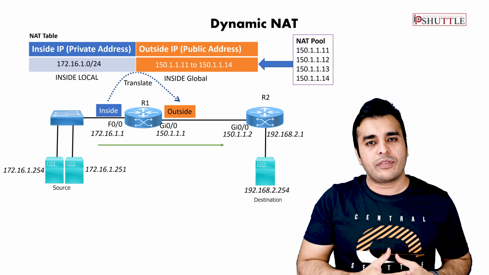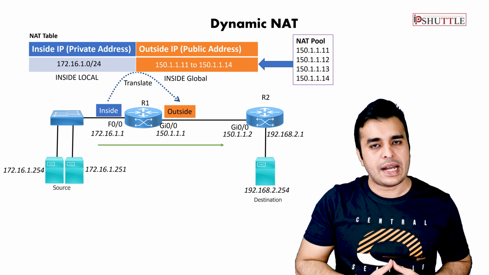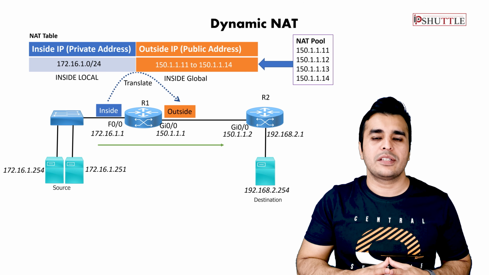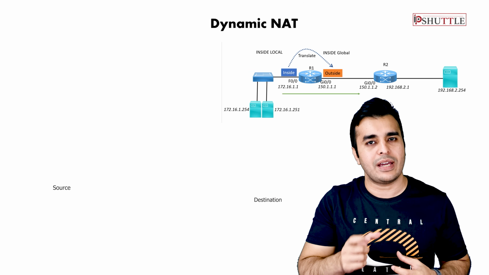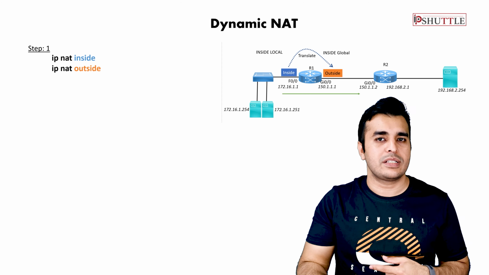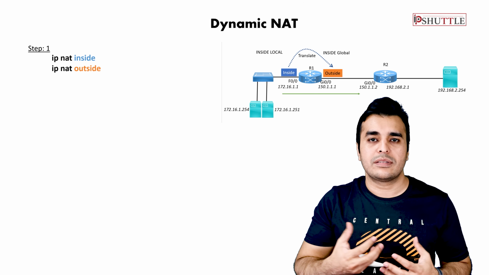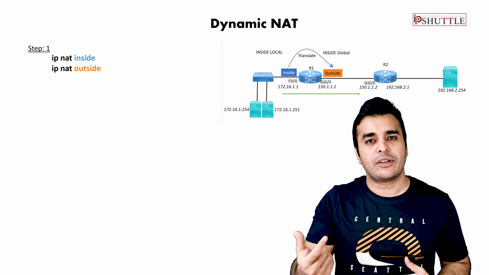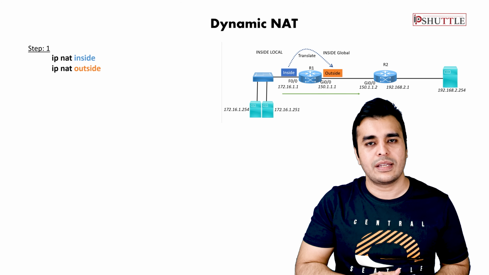What are the steps of configuring dynamic NAT? It's similar to static NAT. The difference is that here we are configuring a pool of IP addresses on the public side. In static we had one-to-one mapping. In this one step 1 stays as it is. We are just mentioning the inside local and outside interfaces, or inside global interface. That's step 1, and that's going to stay the same.